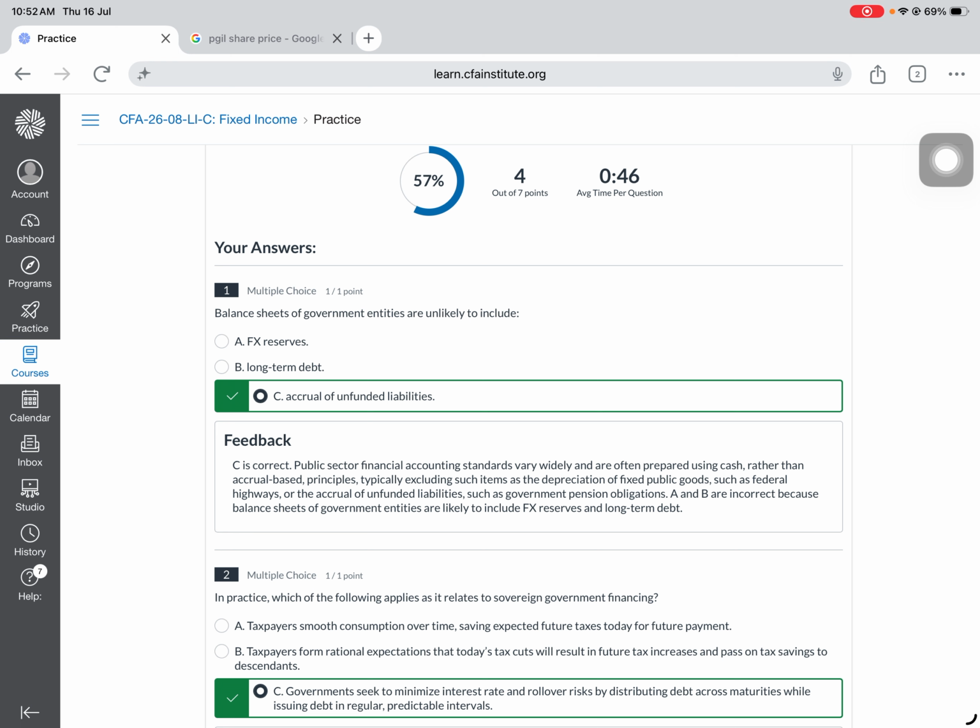Why? What is accrual of unfunded liabilities? That is, there is some liability obligation in future for which government has not yet funded. For example, pension. After 30 years, government has to pay pension, that is a liability for which government has not set aside some funds for that payment. So these are unfunded liabilities. It is not funded, so accrual of unfunded liabilities is not shown in the balance sheet of government entities.